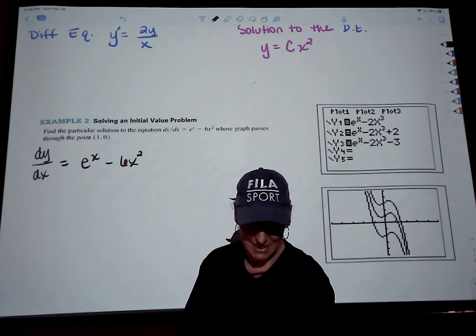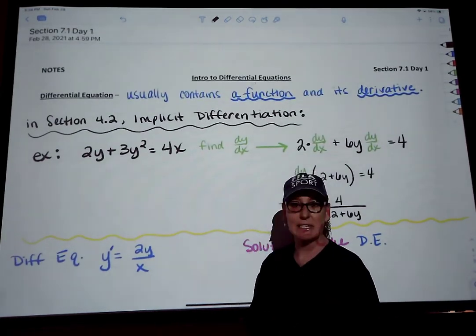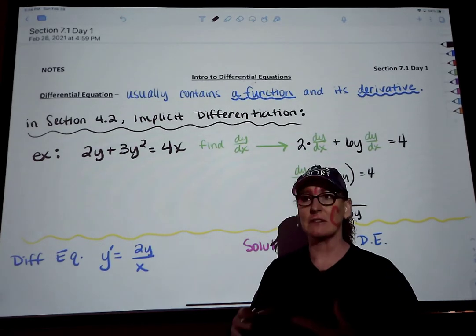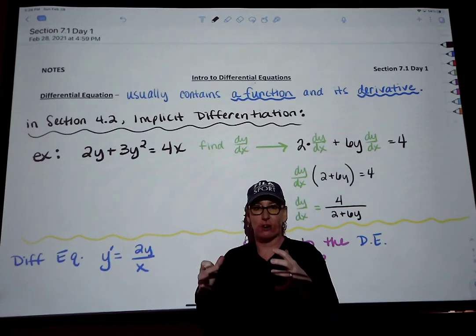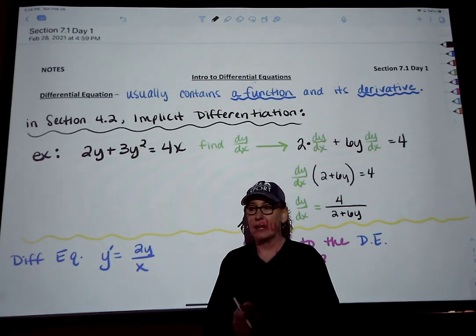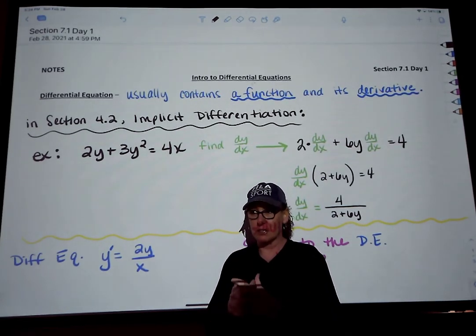Hey guys, I have your notes here for section 7.1 day 1. And what we're about to do is explore this chapter. It's called Differential Equations. And I'll tell you what differential equations are in a minute.